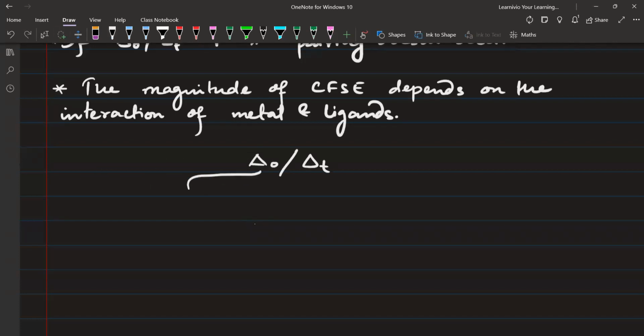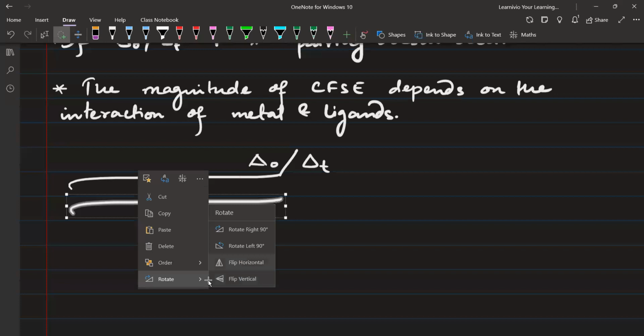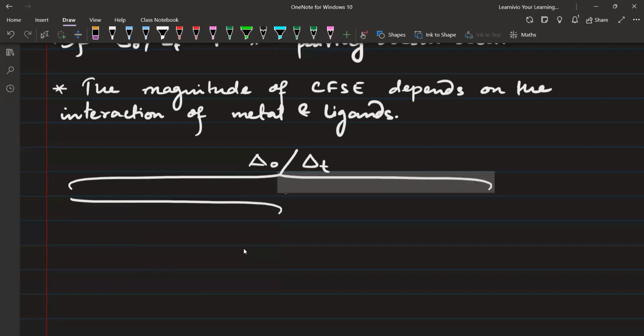First of all, the ligands part is more important for your syllabus than the central metal atom part. We told you, but the central metal atom is also important. It's not that it isn't important. It is important. But the ligand one is very important.